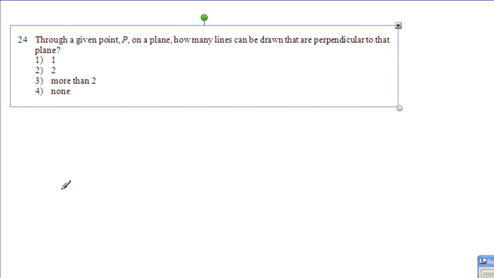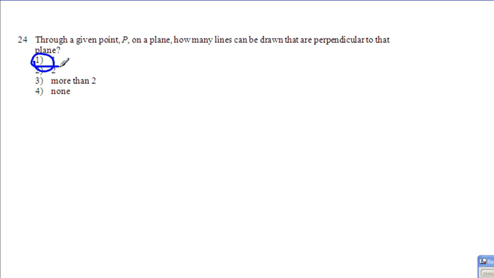Now, through a point P on a plane, how many lines can be drawn that are perpendicular to the plane? Now, perpendicular to the plane, but it has to go through one particular point. So there's only one way for you to put the perpendicular line. That's as if you had to put your finger onto the computer screen right now, then you would end up drawing a line that is perpendicular to the plane. If that point is P, then there's only one location, therefore we could only draw one such line, which is choice 1.